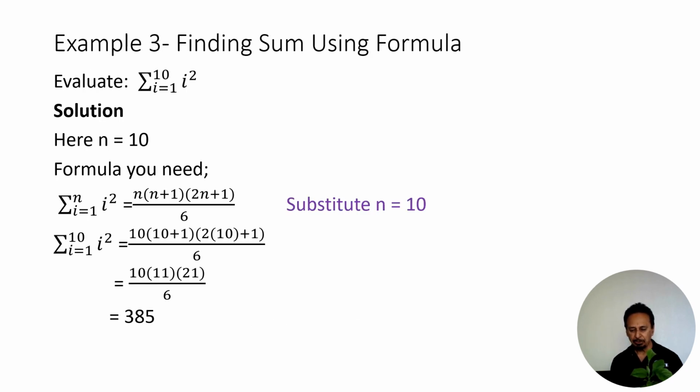Okay, so here we have example 3. We're going to find the summation of i squared, i from 1 to 10. Here n is 10. From the summation formulas, we know the summation of i squared, i from 1 to n, is n times n plus 1 times 2n plus 1 over 6. We substitute n equals 10, so this becomes 10 times 10 plus 1 times 2 times 10 plus 1. So this becomes 10 times 11 times 21, and you multiply and divide by 6 using any simple calculator. So you should get 385.